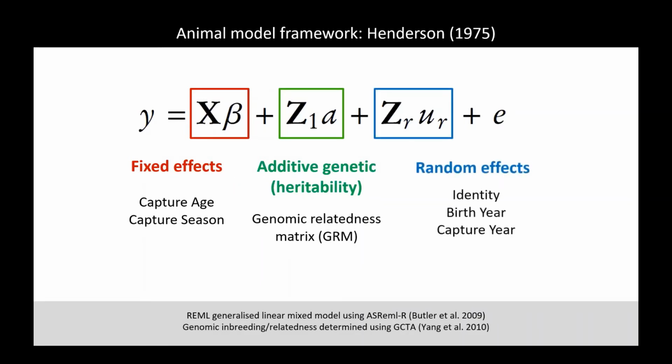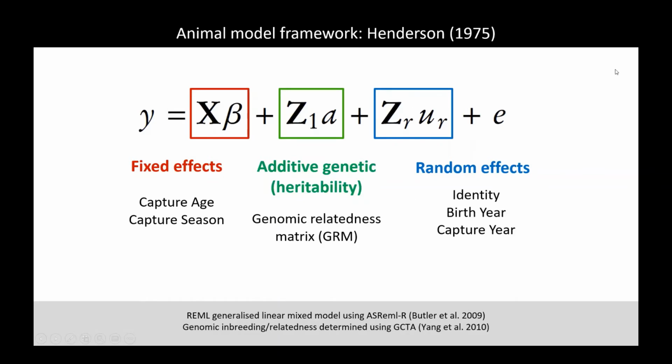We then fit these additional random effects, so things like individual identity to account for pseudo-replication, the birth year and the capture year, which are common environment effects, which may also affect the phenotype. And then also we have this error term here. So this actually will give us the broader idea of the genetic architecture through determining the heritability of the trait.